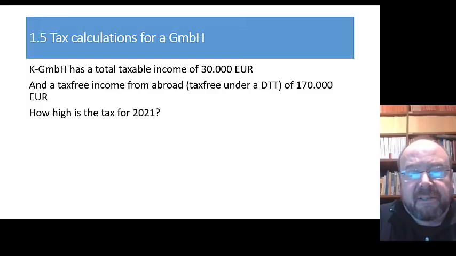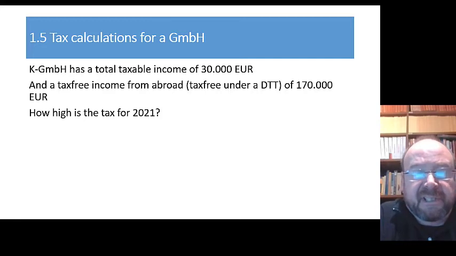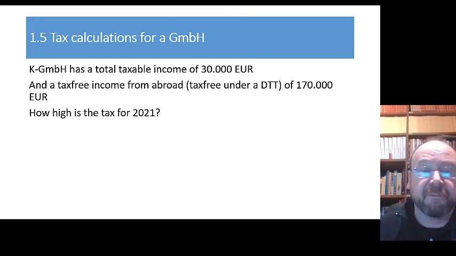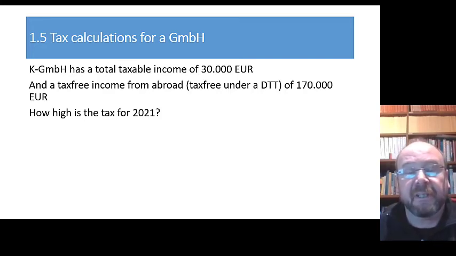Now, a final case that is then sufficient for today. K GmbH from Cologne has a total taxable income of 30,000 plus tax-free income from abroad of 170,000. How high is the tax to be paid for 2021? That's also a good question. Try to find the solution and compare with mine.